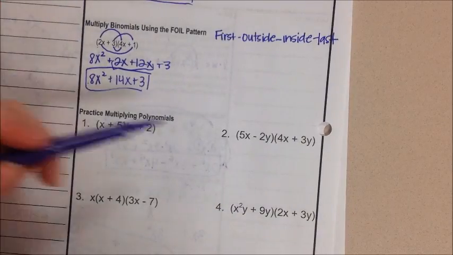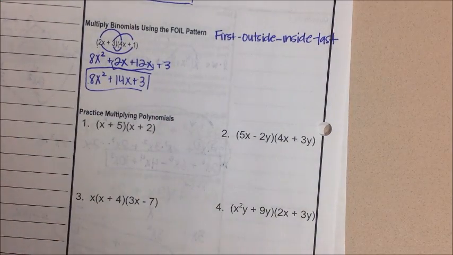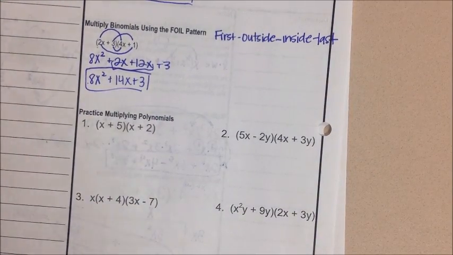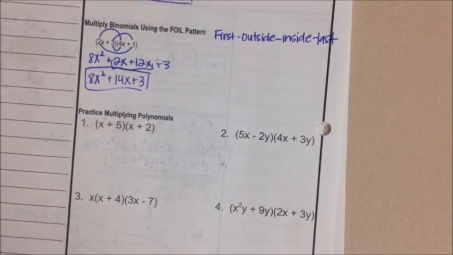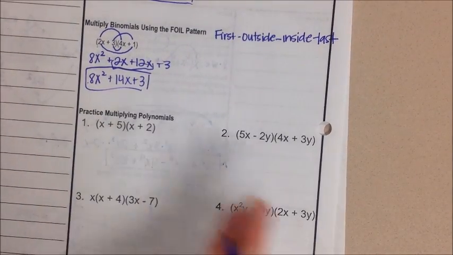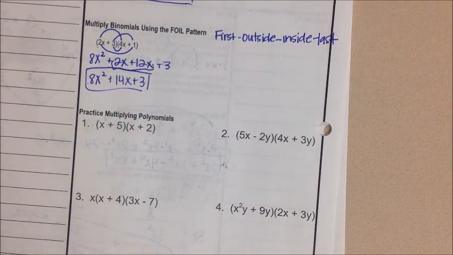Okay, so go ahead and try 1 through 4, and then I will walk through them and have the answers for you. Okay. So you should be pausing me, not watching me do it. You should be pausing me and trying it yourself.